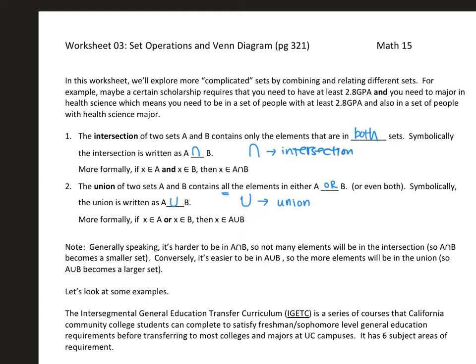Symbolically, let's go back to intersection. If x is in A and x is in B, then x is in A intersection B. For the union, if x is in A or x is in B, then x is in A union B.